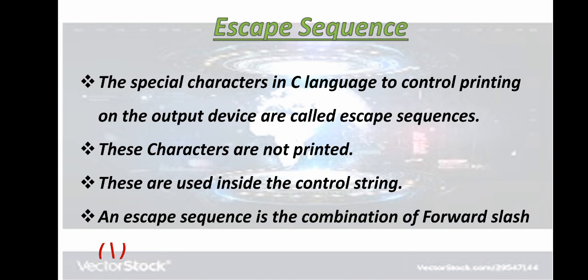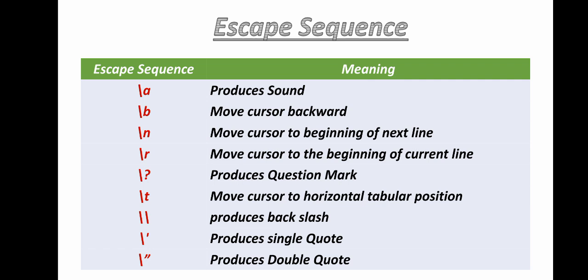An escape sequence is the combination of a backslash followed by the next character. There is a table of escape sequences: \a is used to produce a sound, \b is used for moving the cursor backward, \n is used to move the cursor to the beginning of the next line, \r is used to move the cursor to the beginning of the current line, \? is used to produce a question mark, and \t is used to move the cursor to the next horizontal tab position.